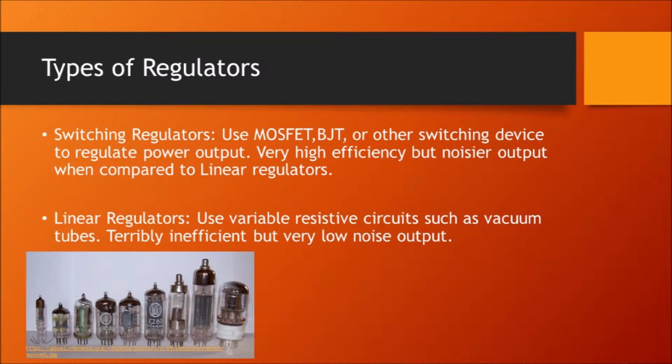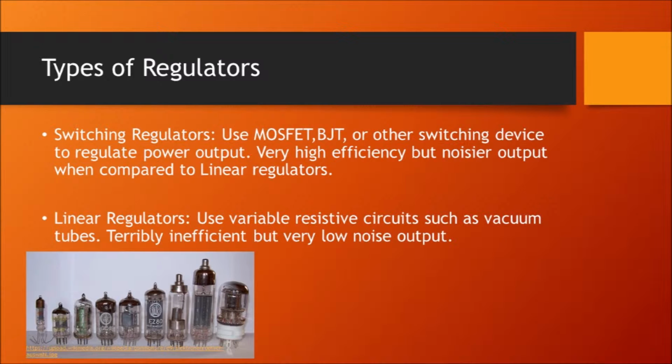The advantages of a switching regulator include very high efficiency at the cost of a slightly noisier output. However, with control circuits, that output noise can be controlled. Linear regulators, on the other hand, are somewhat antiquated. However, they are good in low wattage scenarios. They use variable resistive circuits such as vacuum tubes, and these produce a lot of heat, so they are terribly inefficient, but they have a very low noise output.